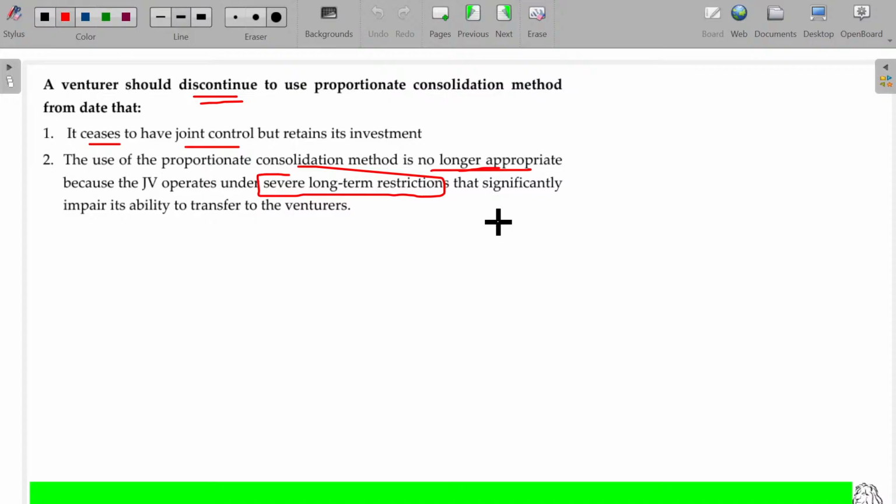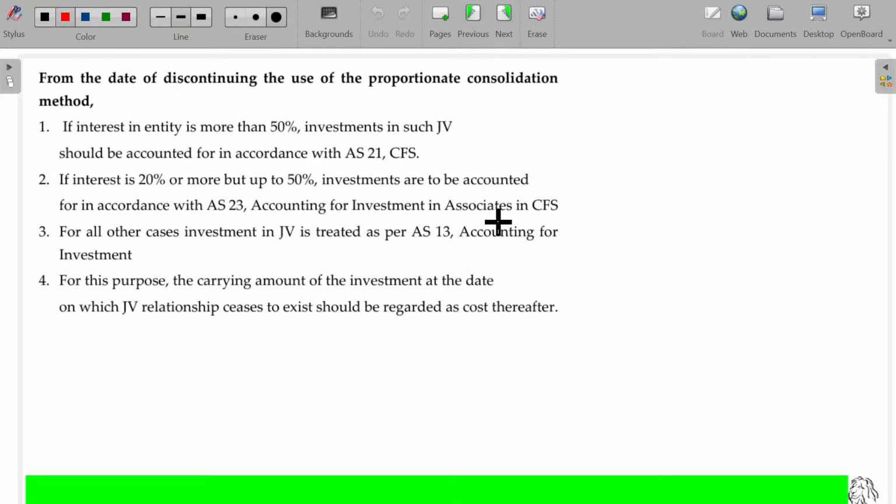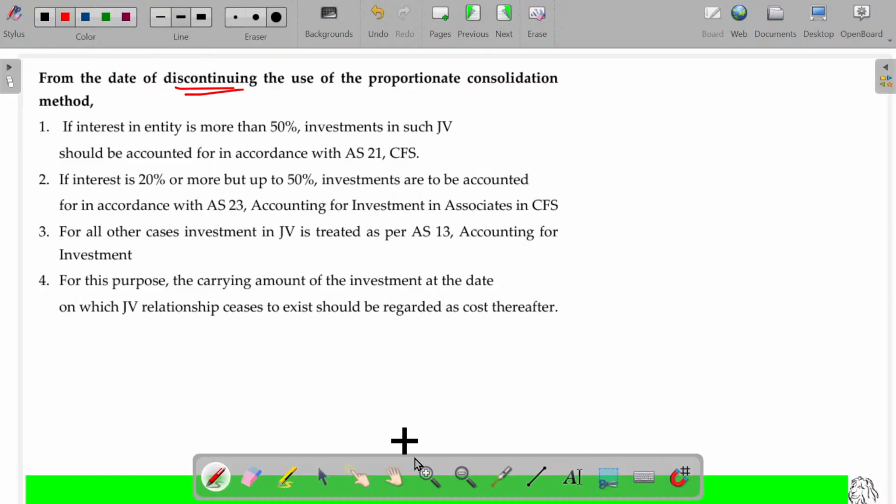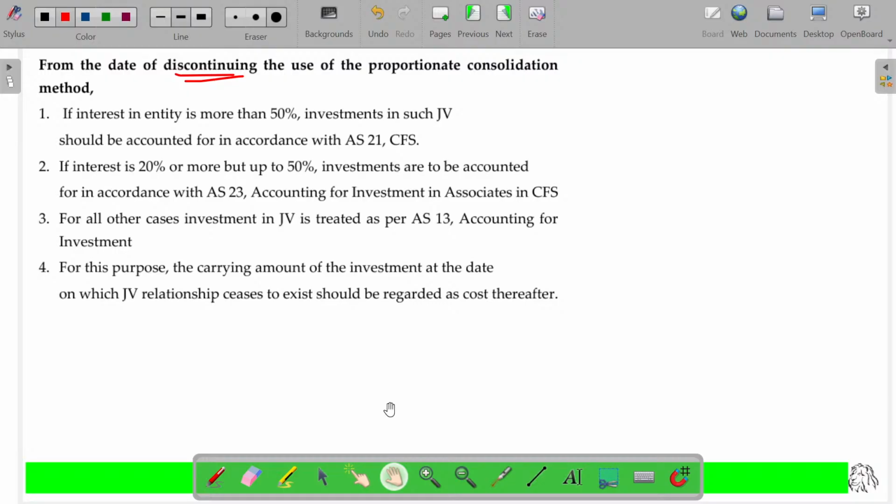From this, it is very clear. AS 27 recommends the proportionate consolidation method for incorporating the investment made in a joint venture, where the company is required to disclose its statements under CFS, AS 21. Else, this does not come under AS 27 directly. You have to follow only AS 13. Okay. From the date of discontinuing, the moment you lose the status, what you have to do?